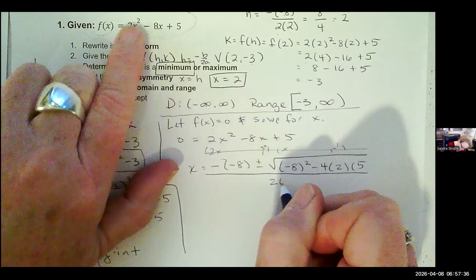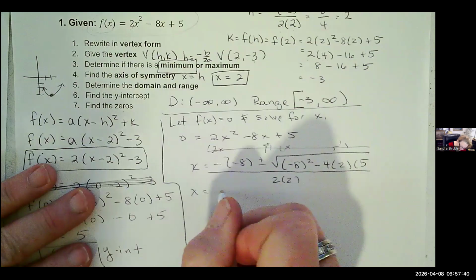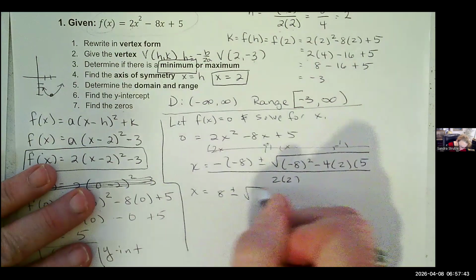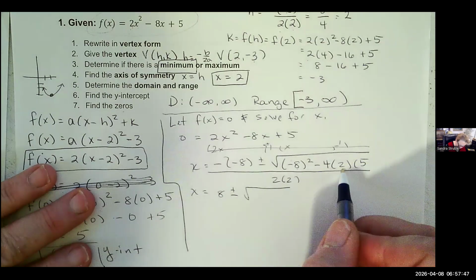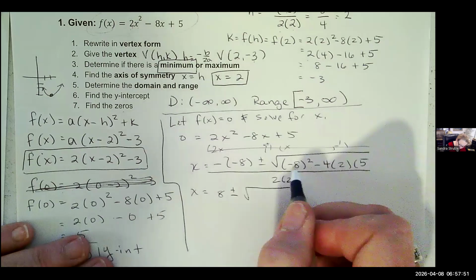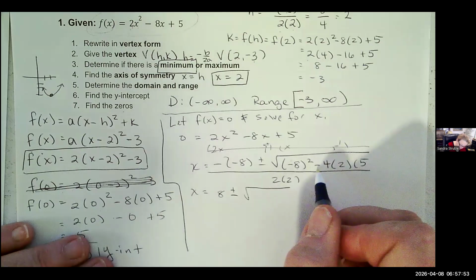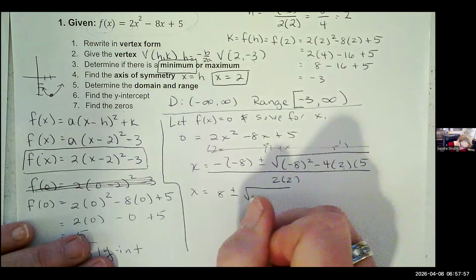All right. So 8 plus or minus the square root of 64 minus 4... Is that right? 64 minus 40? Yeah, 64. Negative 8 squared is 64. Negative 4 times 2 is 8, times 5 is negative 40. So 24. All of this is over 4.